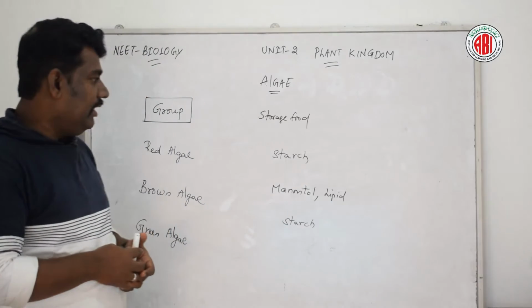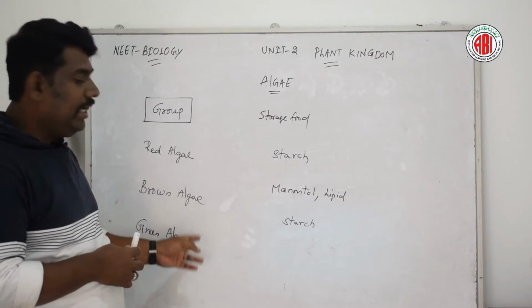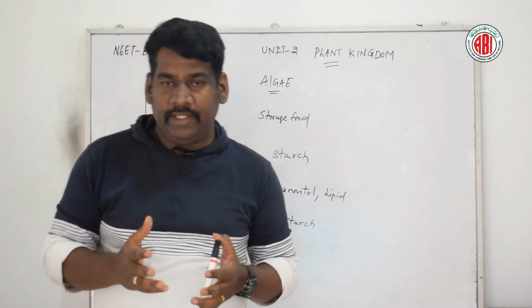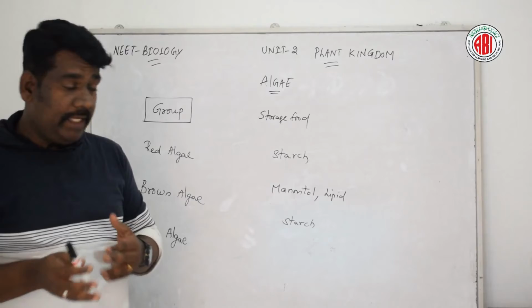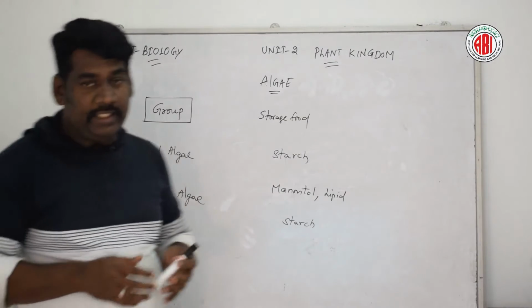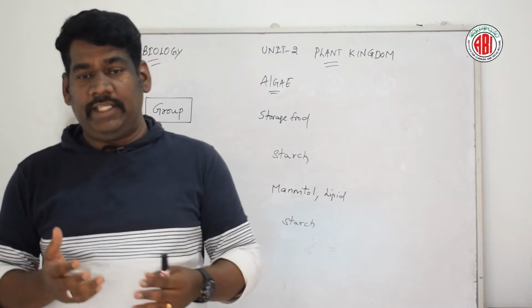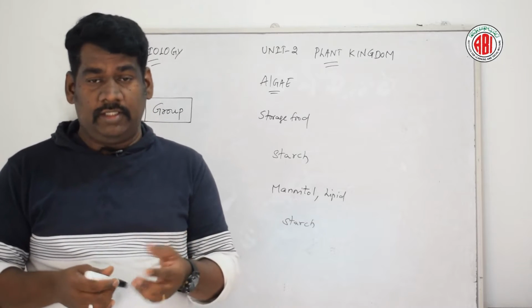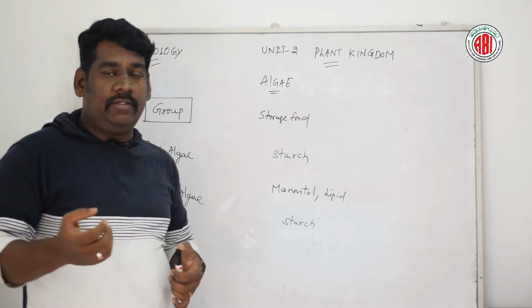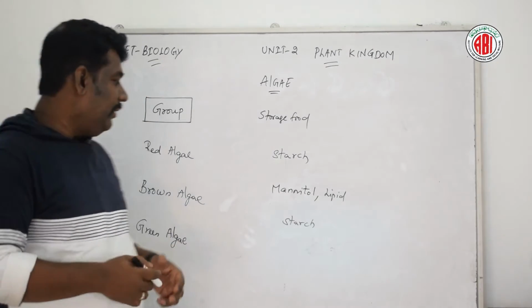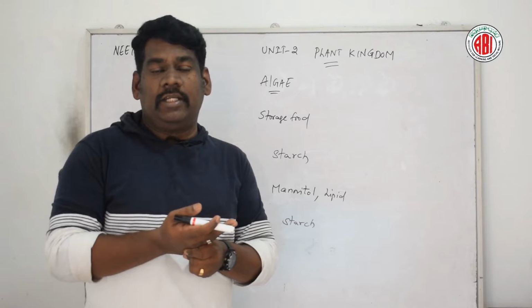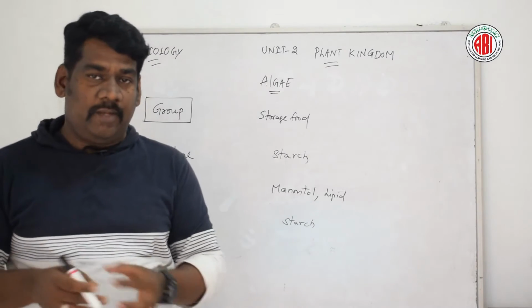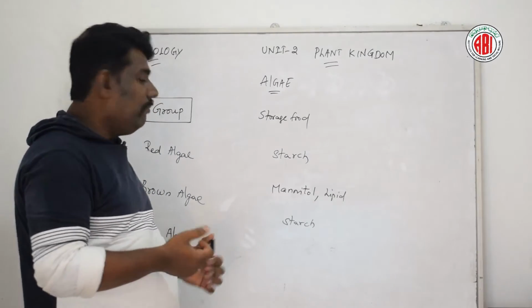Next, talking about the cell wall of red algae, brown algae and green algae. The cell wall of green algae is usually cellulosic type. In red algae we can see non-cellulosic polysaccharides with xylose and galactose. These are the components present in the cell wall. Similarly, in brown algae we can see cellulose with alginic acid or fucinic acid. These are the components seen in the cell wall of brown algae.